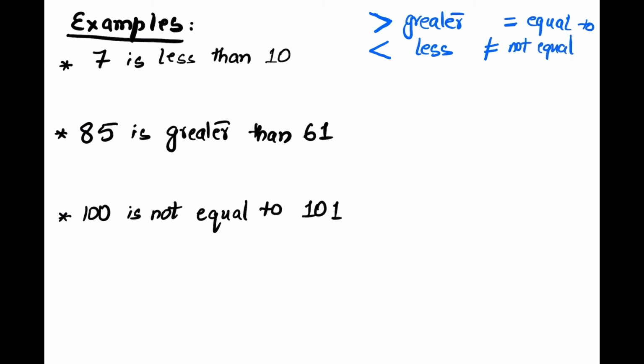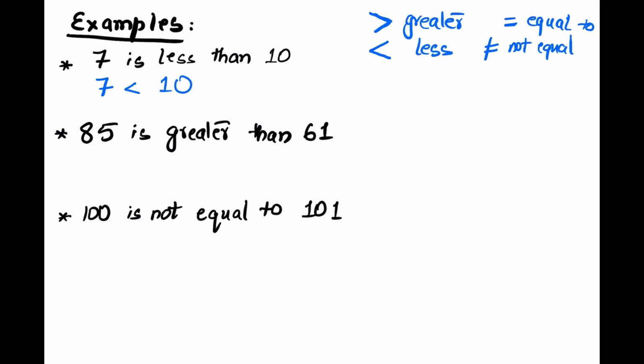So the first example that we have is 7 is less than 10. As you can see, this is the less than symbol. Hence we will write here 7 is less than, and then we have 10. So we'll write here 10.